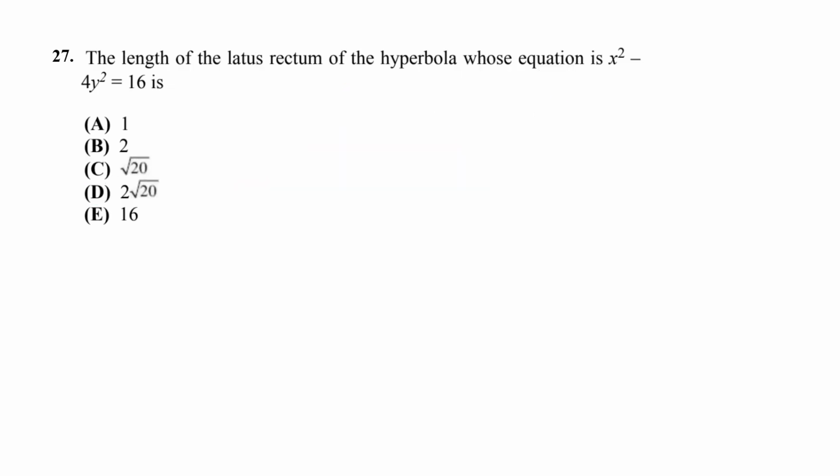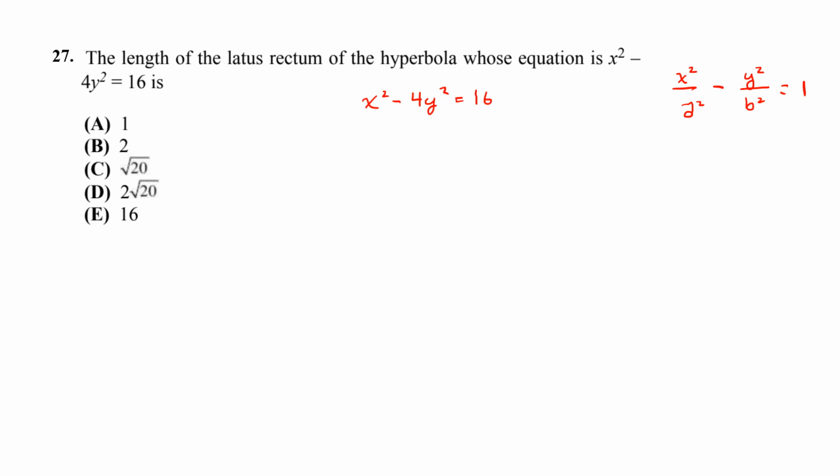27 asks us for the length of the latus rectum of the hyperbola whose equation is x squared minus 4y squared equals 16. Now we want to get this in the form that we're familiar with, which is x squared over a squared minus y squared over b squared equals 1. Now this isn't too difficult. We don't have to complete the square or anything, it looks like.